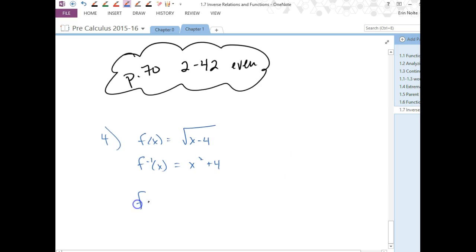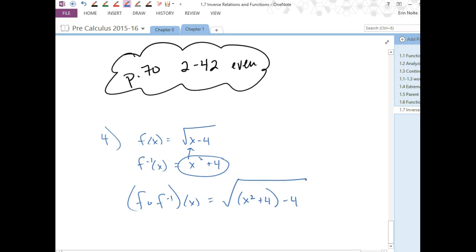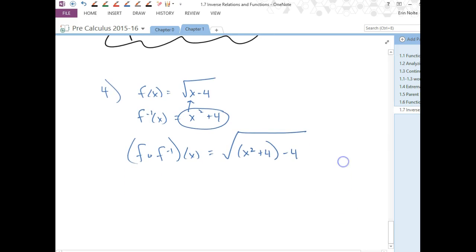Okay, so your verification is a FOF. I'm going to plug this into that. So I'm going to go square root of x squared plus 4 minus 4, and then just simplify what's on the inside. The 4's cancel, and I have the square root of x squared, which gives you x. So as long as you get x, that's verification.